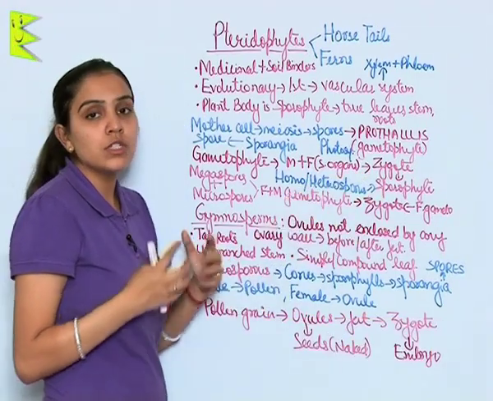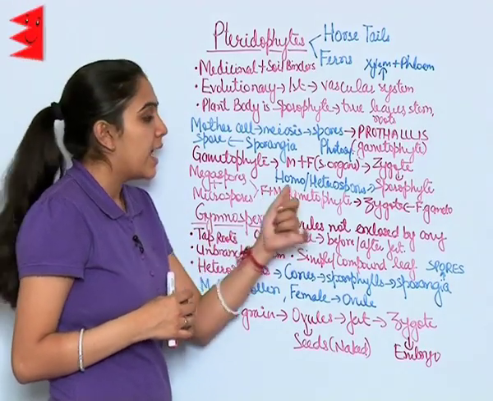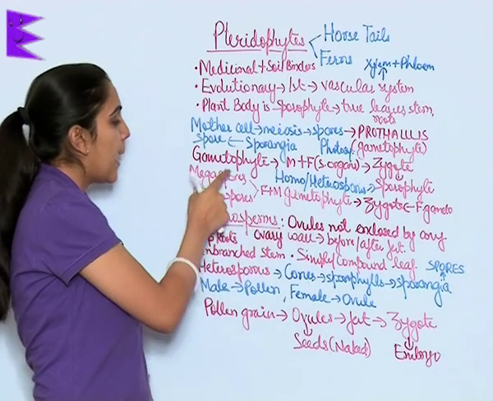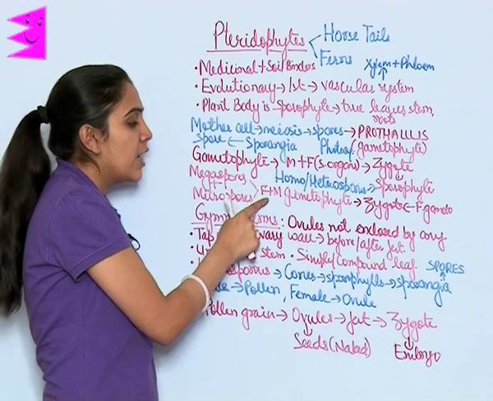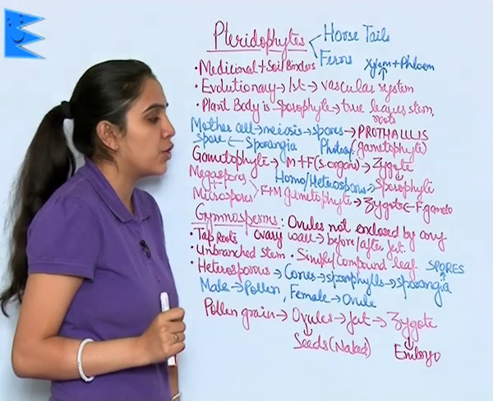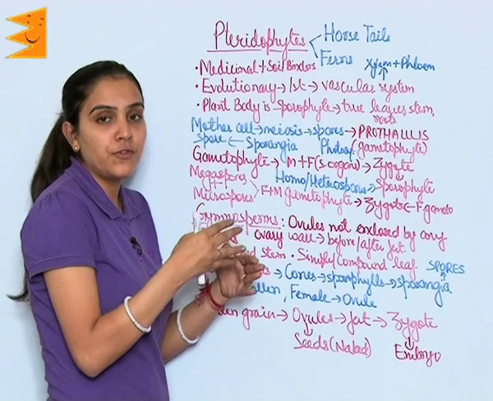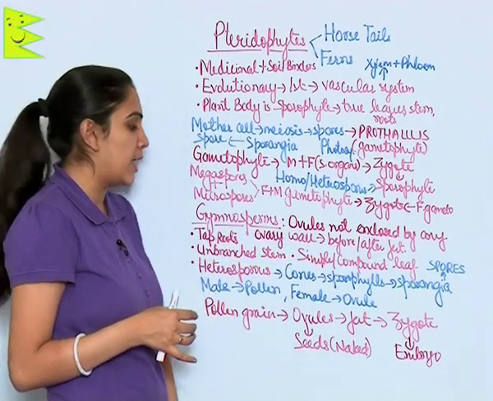If the two spores are identical, it's homosporous, and if they are not, it's heterosporous. Megaspores or microspores respectively give us female or male gametophyte, which leads to formation of zygote. That is, fertilization of male and female leads to formation of zygote.